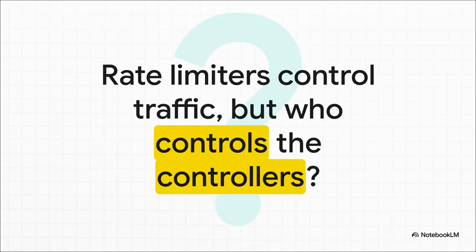And that brings us to our final thought. We've spent this whole time talking about how rate limiters are built to control the flow of traffic, but it makes you wonder, in these huge complex systems, what controls the controllers? How do we set these rules, monitor them, and change them on the fly? Now that is a design challenge for another day.